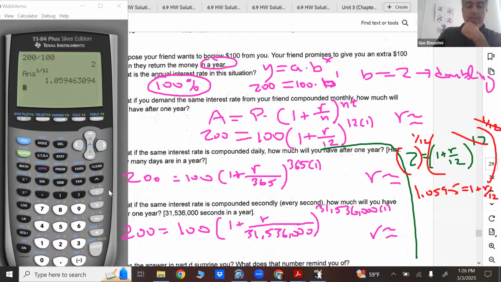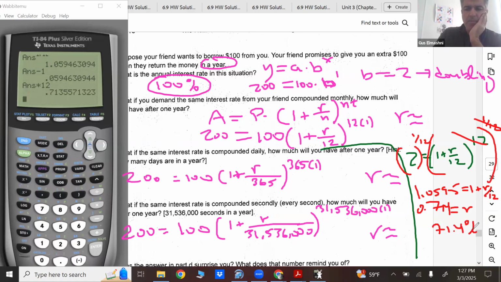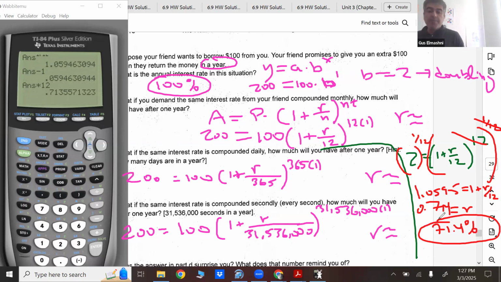Okay, then I should subtract 1 and then multiply by 12. Okay, well, still a pretty high rate, but it drops quite drastically. So it becomes 0.1714, or 17.1%. So that's how I go about solving part B.